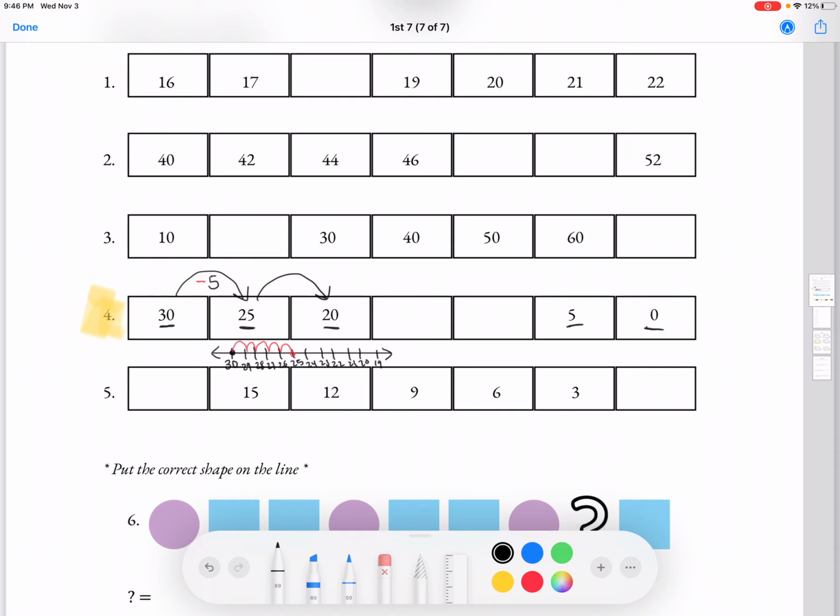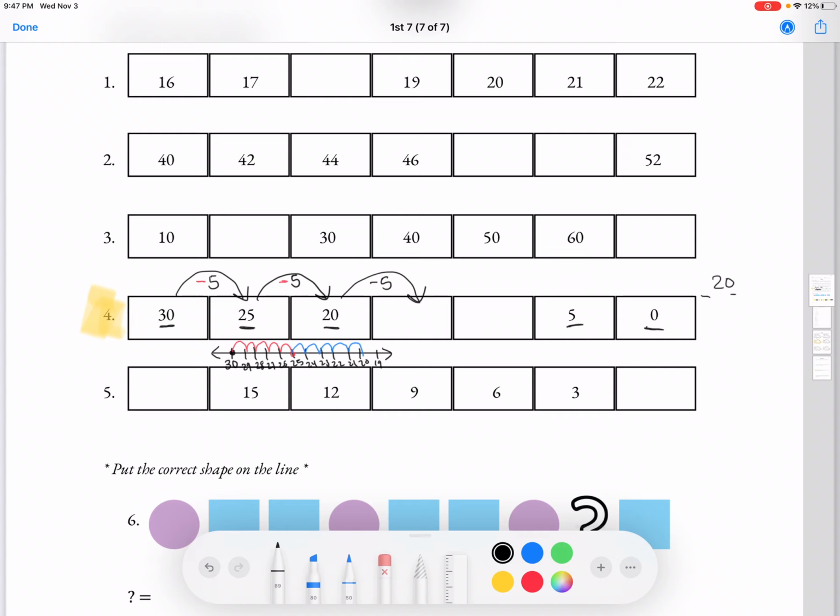Then to find how much we jump from 25 to 20, we're going to do the same thing. Since we're moving from 25 to 20 and we're moving down, the operation will be subtraction again. From 25 to 20, we'll go 1, 2, 3, 4, 5 times, so we'll also be moving backwards 5 times. Now from 20 to the next number, we'll also be subtracting 5 since it is a pattern.